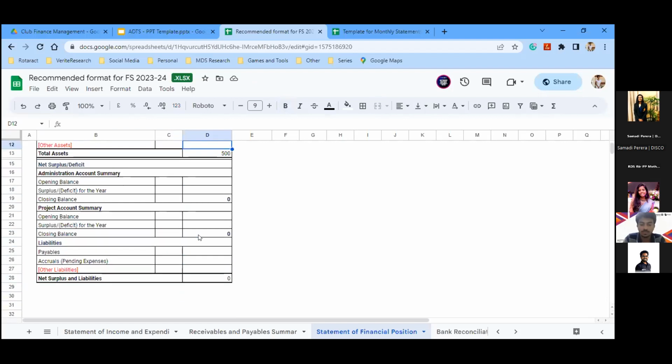Right. And here you put the net surplus or deficit. So this amount we calculated from the income statement. So whether it's a surplus or a deficit, you add it here.